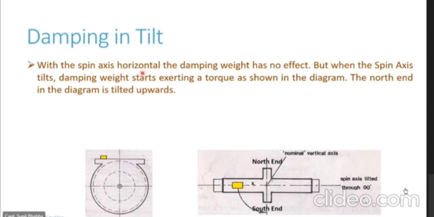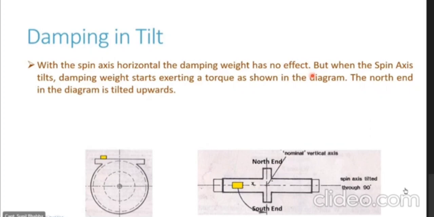Now with the spin axis horizontal, that means the first diagram, the damping weight has no effect at all. It does not generate any effect because the damping weight is in the same plane as the rotor. It is offset to the west, so it will try to push the western part of the casing downwards, but that's not possible because the casing is fixed and not free to spin. So with the spin axis horizontal, that means the first diagram on the left hand side, the damping weight has no effect at all.